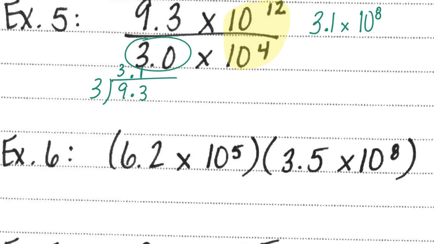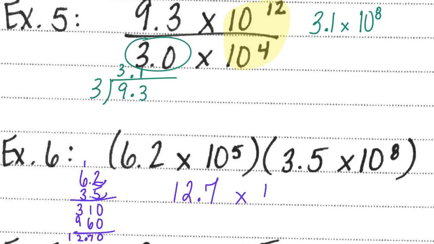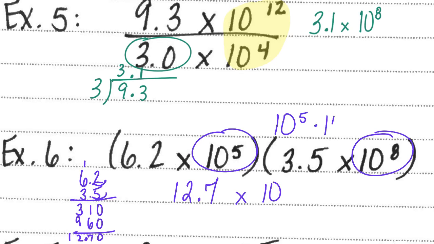What happens if I have to multiply them? If I have to multiply them, I am going to old school multiply. 6.2 times 3.5. And I get 10, 31, make a mark, 6 and 9. So it looks like I get 1270, but since I have 2 decimal spaces, I know it's going to be 12.7. And when I multiply my bases, 10 to the 5th times 10 to the 8th, remember, I add the exponents.